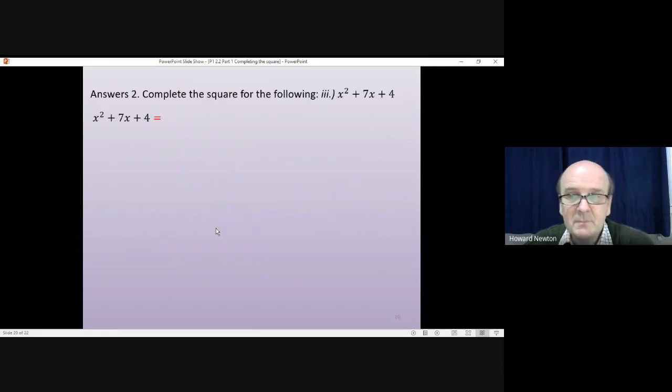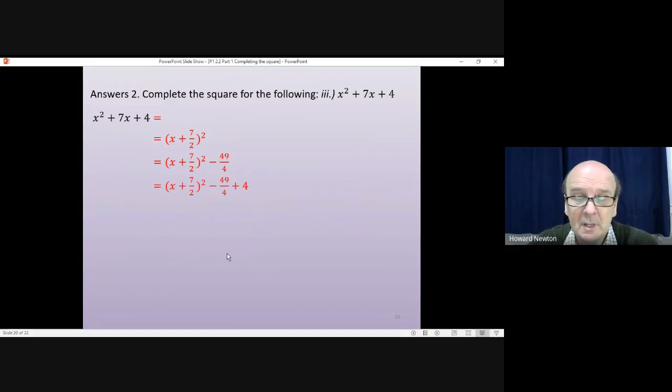The third question, tricky one because of the 7. A half of 7 is 7 over 2, as we said before. Then we'll need to take away the 7 over 2 all squared, which is 49 over 4. Then we need to add on the 4 that we do want. And this time there's a little bit of fraction work here, so we need to combine these together. 4 take away 49 over 4 would tidy up to minus 33 over 4.